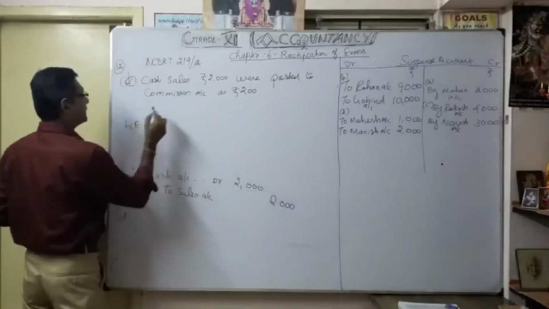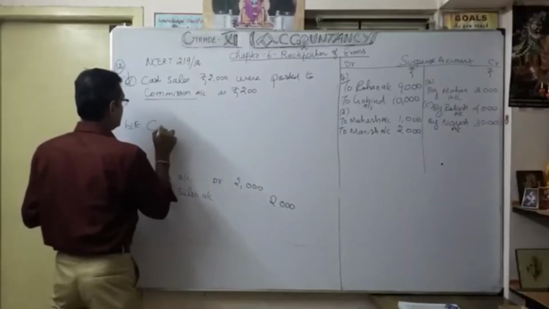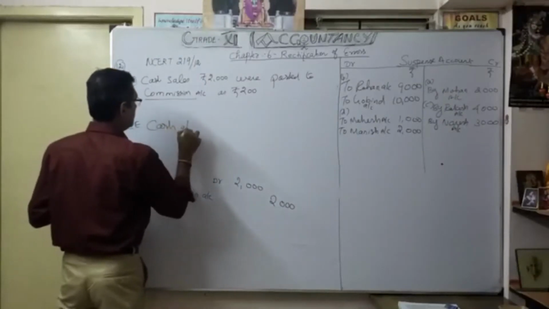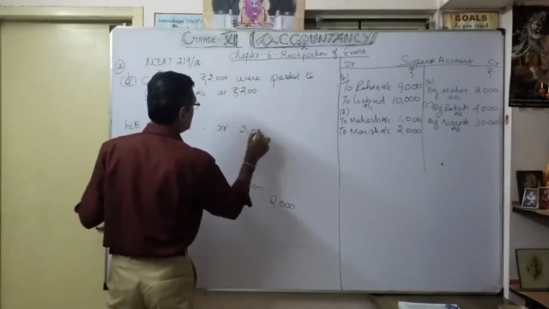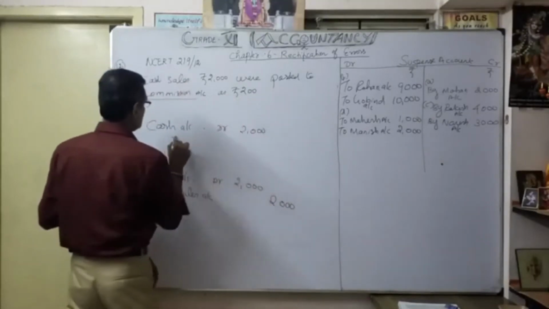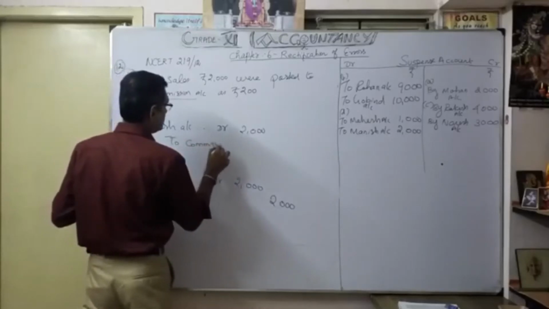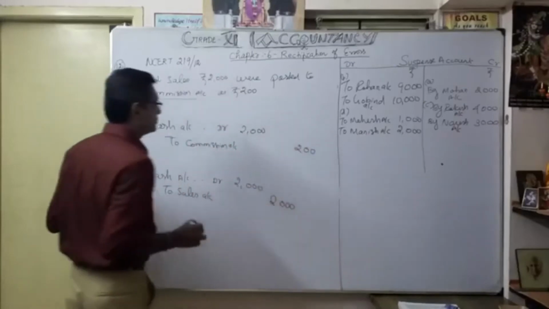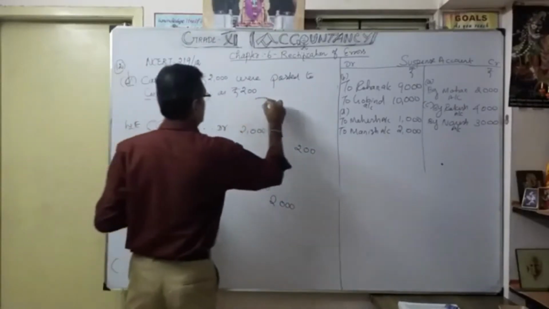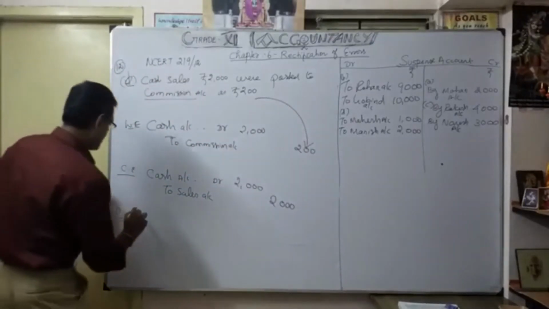What happened? They did not consider sales, they considered commission. So what is the entry? Cash account debit, that is correct, 2000. They posted to commission account on the credit side. How much? Only 200. Understood? Only 200. So what's the rectification entry?